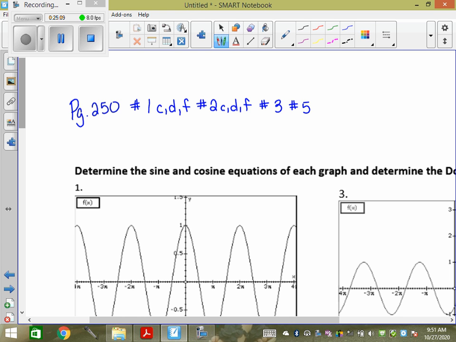Tomorrow we go from words to equation. So like I say, vertical stretch by blah, blah, blah, horizontal shift, blah, blah, blah, all that stuff. And we go from graph to equation. So tomorrow is words to equation, graph to equation. Okay?